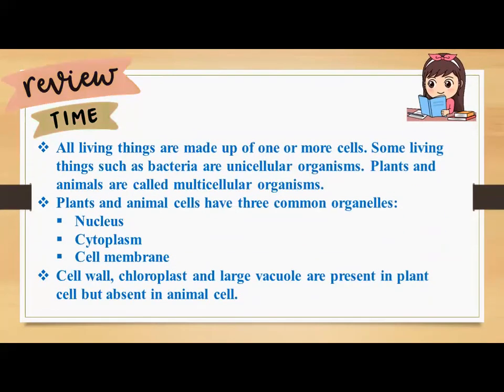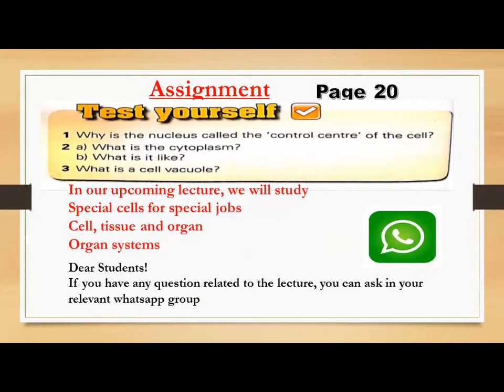Time to review. All living things are made up of one or more cells. Some living things, such as bacteria, are unicellular organisms, while plants and animals are called multicellular organisms. Plant and animal cells have three common organelles: nucleus, cytoplasm, and cell membrane. The third thing is that cell wall, chloroplast, and large vacuole are present in plant cells but absent in animal cells. So this is all about today's lecture.